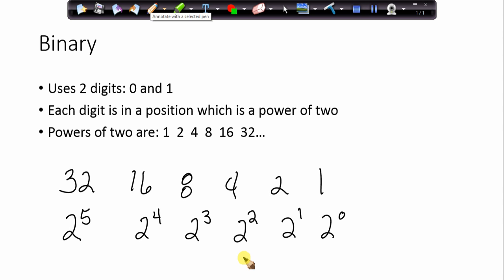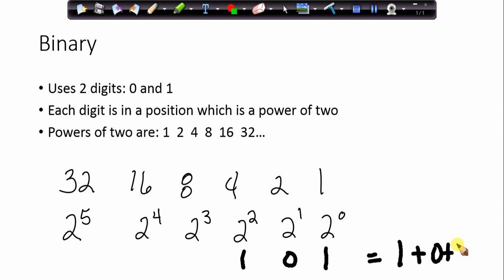So if I throw a quick number in here, a 1, 0, and a 1 in those positions, what I want you to see is that that is 1 times 2 to the power of 0, which would be 1 times 1, plus 0 times 2 to the power of 1, and 0 times anything is 0, and then 1 times 2 to the power of 2, which is 4, so plus 4. And in our decimal equivalent, that is equal to a 5. We'll see that on the next page.